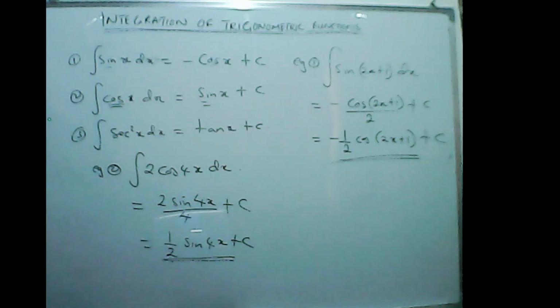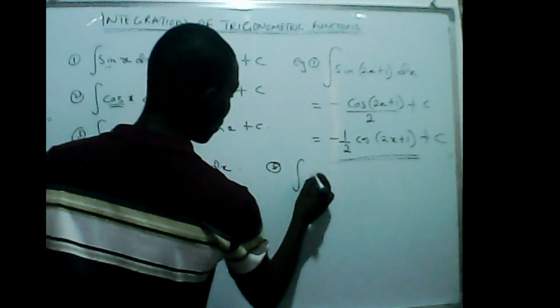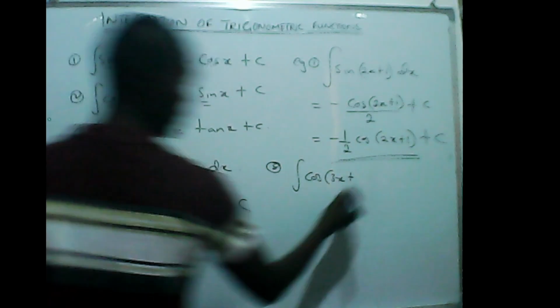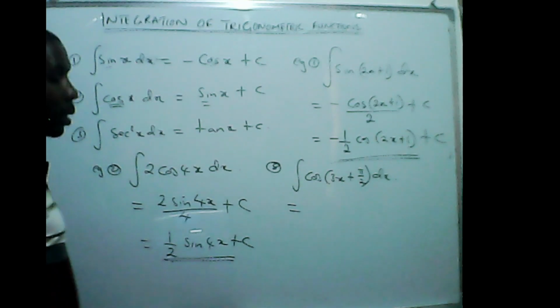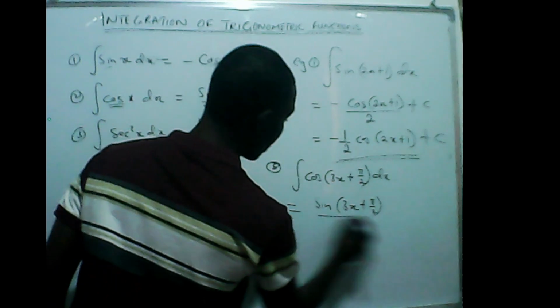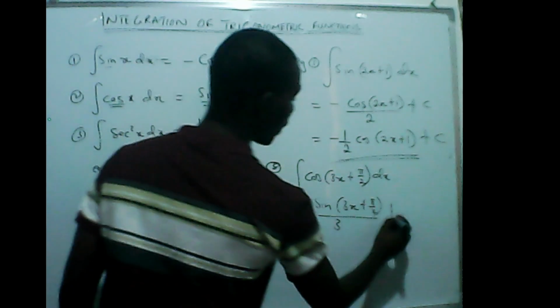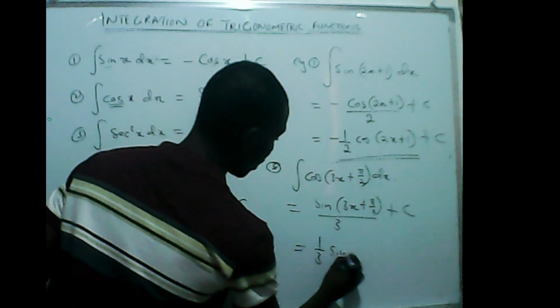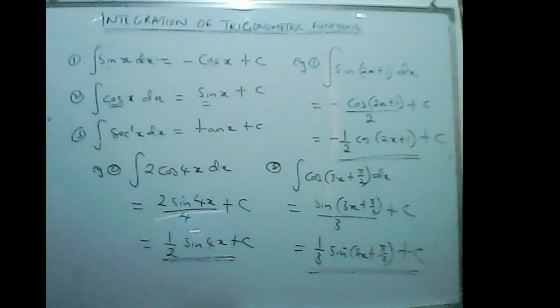Right? Let's look at another example, example number 3. The integral of cos 3x plus pi over 2 dx. This one is written as, remember, integrating cos is sine. Then sine of the angle 3x plus pi over 2, divided by the derivative of this angle. Differentiating 3x becomes 3. Differentiating pi over 2 will be 0. So here we have plus c. Now we have 1 over 3 sine 3x plus pi over 2 plus a constant of integration. This is how we integrate trig functions.